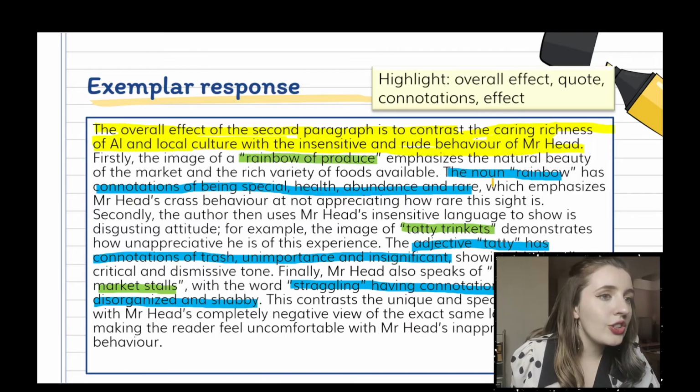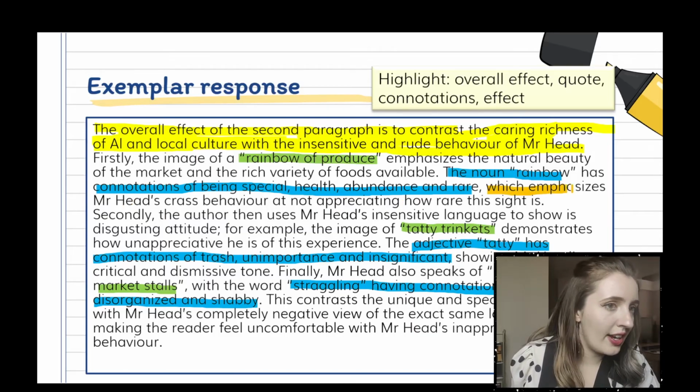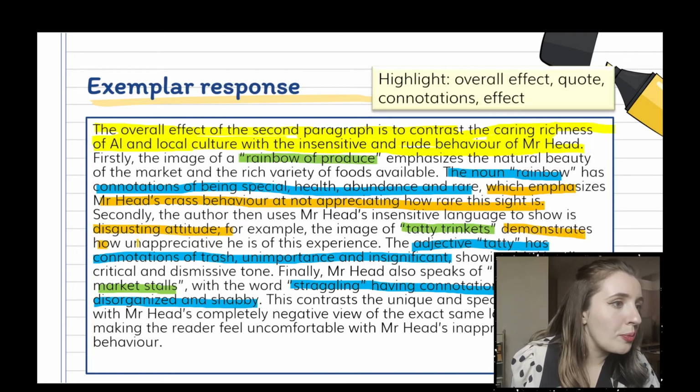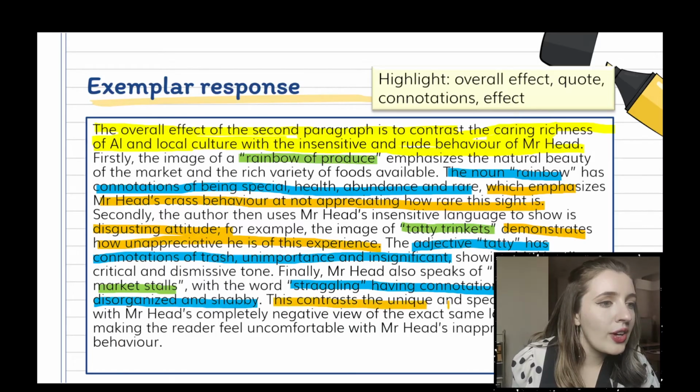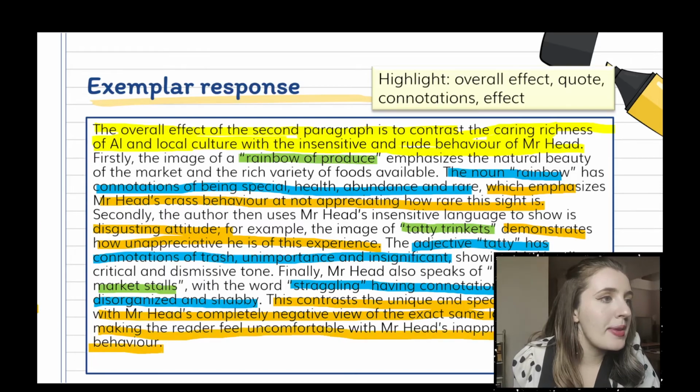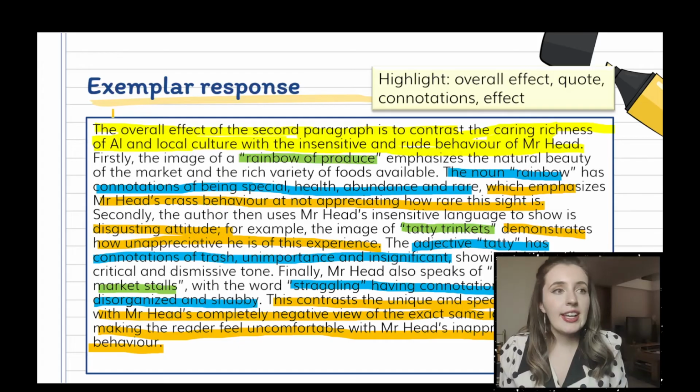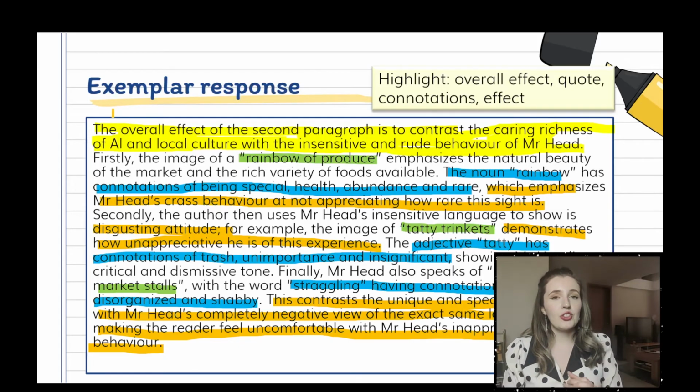So the effect usually comes after the connotations, right? Which emphasises Mr. Head's crass behaviour at not appreciating how rare this sight is, shows his disgusting attitude, demonstrates how unappreciative he is of the experience. And then over here, talking about contrast, that is the effect too: contrasting the unique and special landscape with Mr. Head's completely negative view of that exact same landscape, making the reader feel uncomfortable with Mr. Head's inappropriate behaviour.